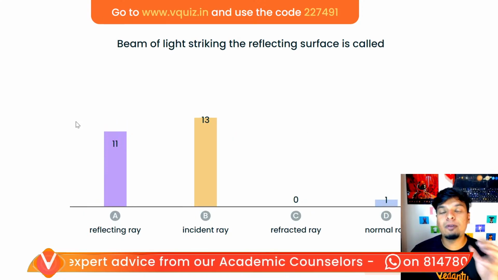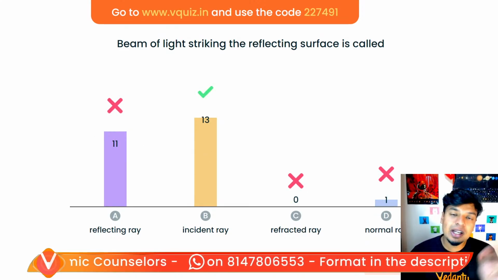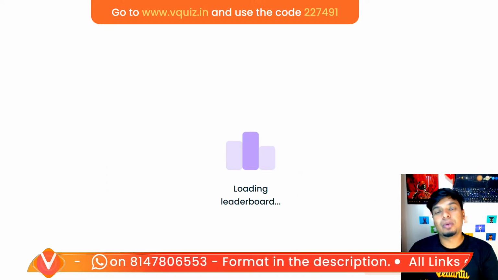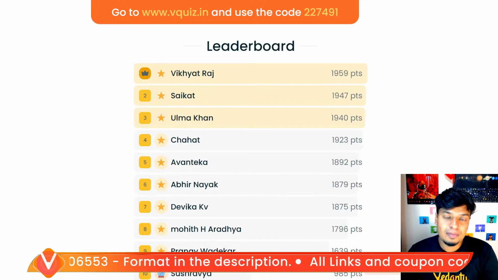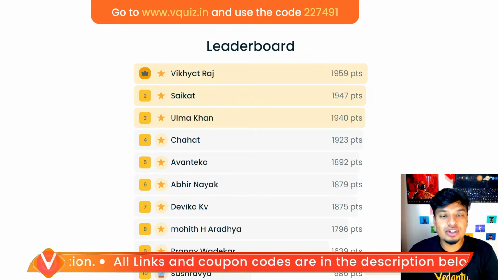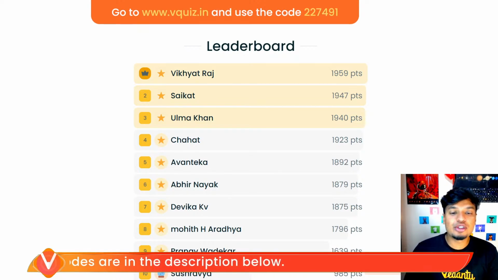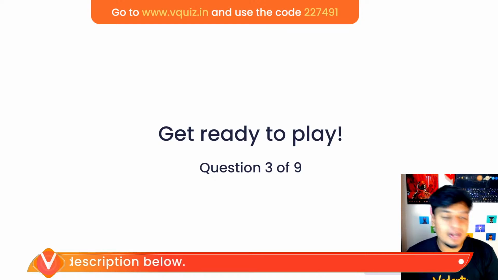Great, guys. The beam of light striking the reflecting surface is the incident ray. Then it becomes the reflected ray. What is this? Leaderboard. Again, we have Vikyatraj, Saikat, Ulma, Chahat, Avantika, Abir Nayak, Devika, Mohit, Pranav, and Shushravya. Next question on the screen.